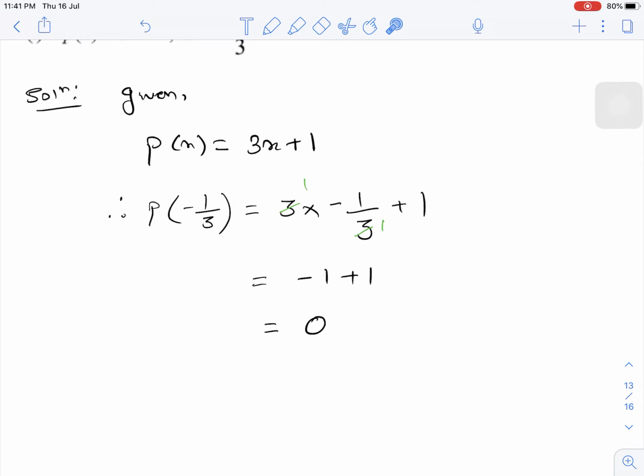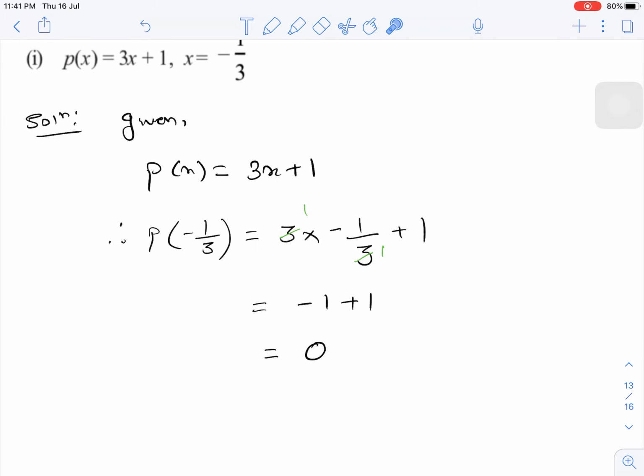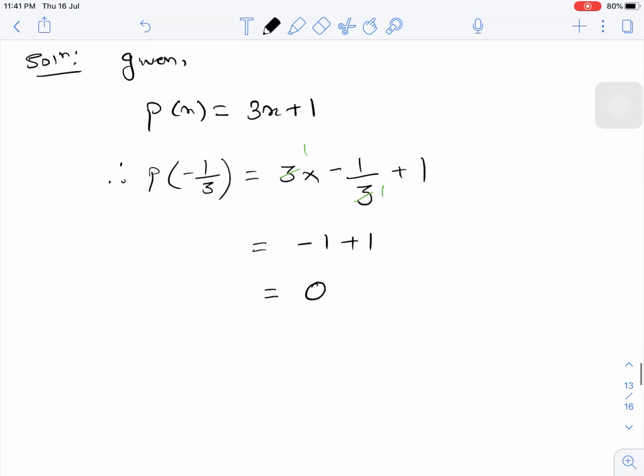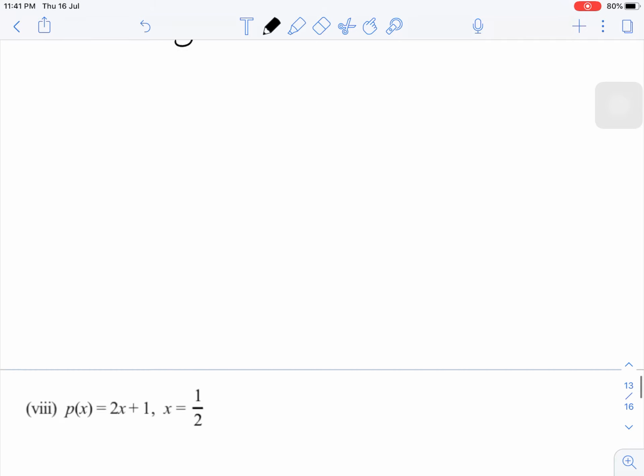Let me complete further. So now therefore we can write further: since p of minus 1 upon 3 equals 0, therefore minus 1 upon 3 is a zero of the given polynomial.